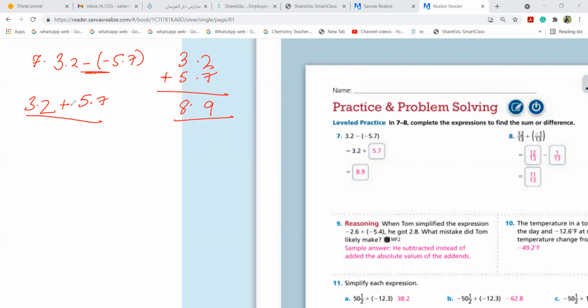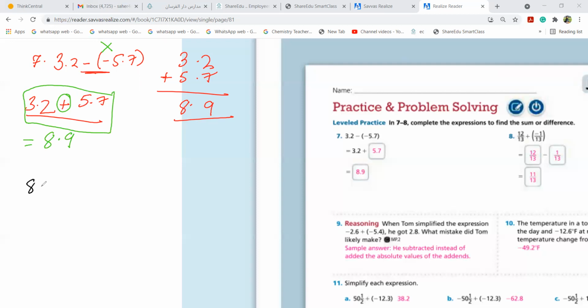When you solve this, what do you get? Both are positive. I have to add. I got it? 8.9. And sign of the bigger number. What is the sign of the bigger number here? Positive. I will leave like that. Don't take this sign. Okay? Take this sign. You have this as a question. Did you get it? Understood or no? Not yet.